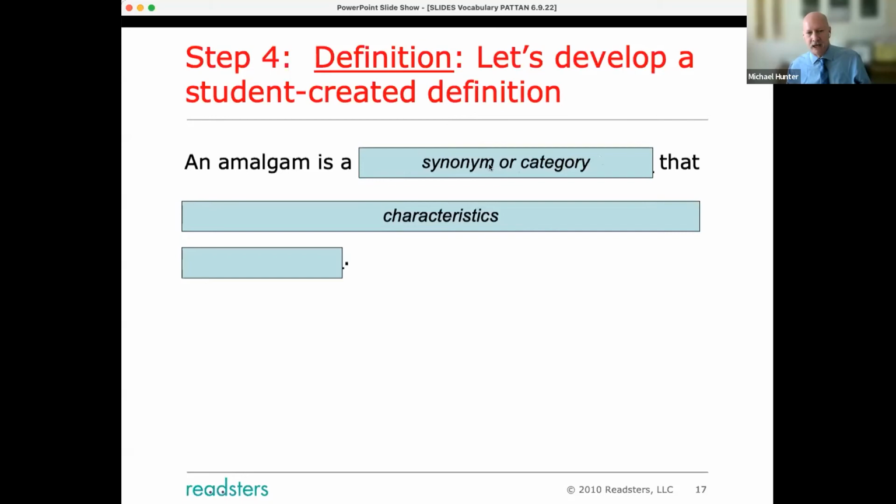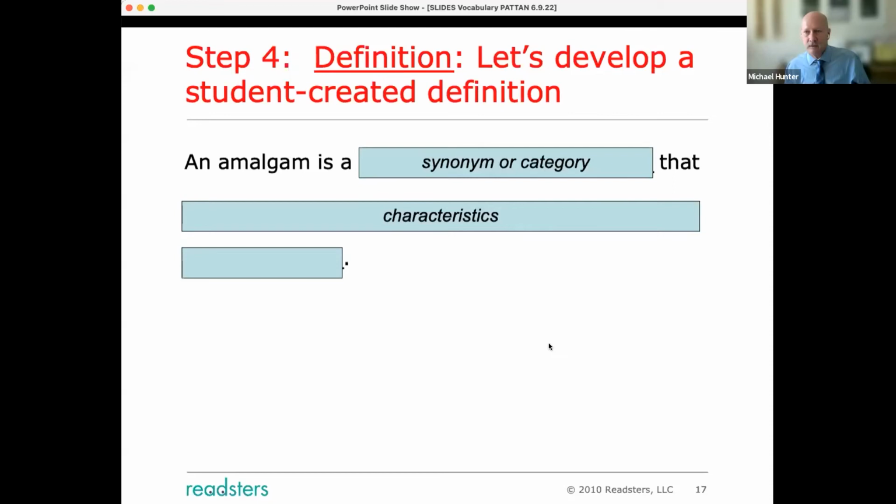So do I still have my five students that I can call on? Or if anybody else wants to chime in when I call out, but okay. So anybody want to offer a synonym or a category that we could fit in here to build our definition?